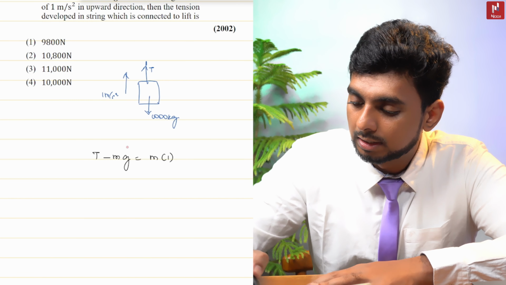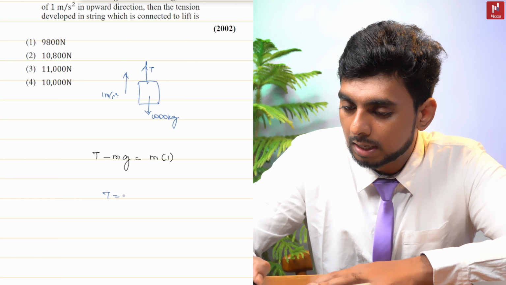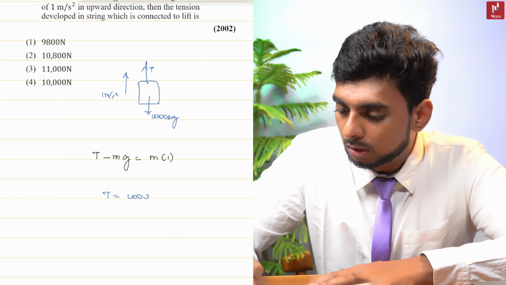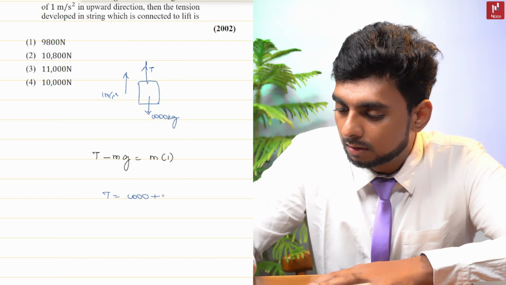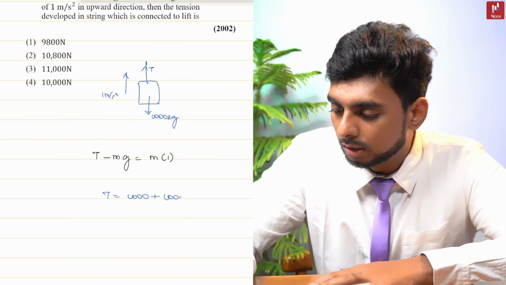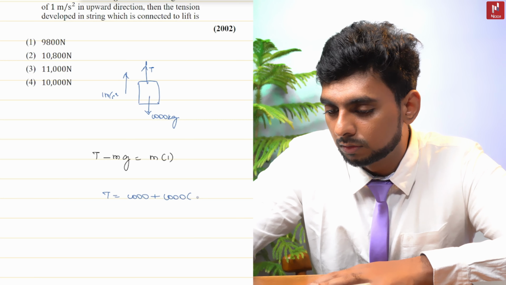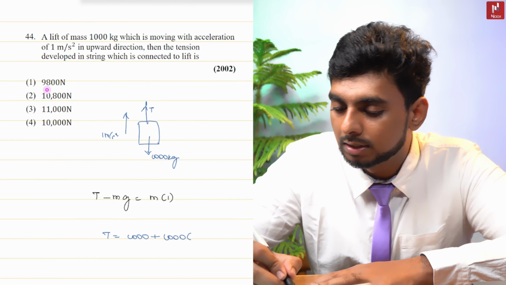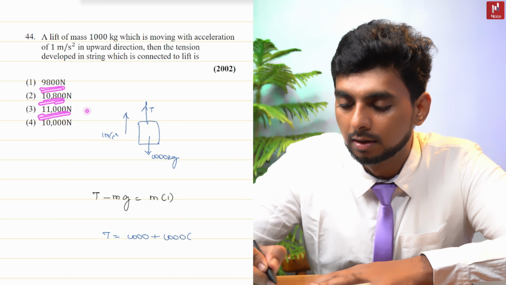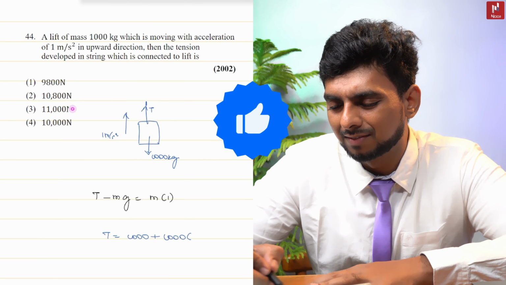So tension in the string T will be equal to mass 1000 plus, yeah, you'll have 1000 into 10 or 9.8. You could do it two ways, but if you just look at the options, you should be clear. So 9.8 seems to be a better choice over here, right? Because if I just plug in 10, I'll end up getting something like 11,000.